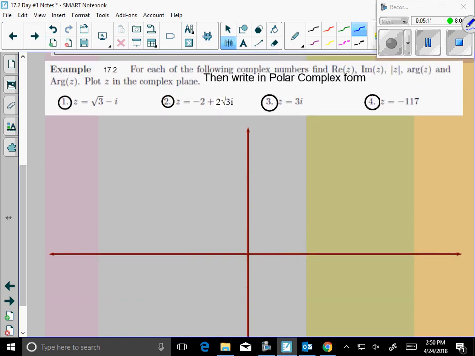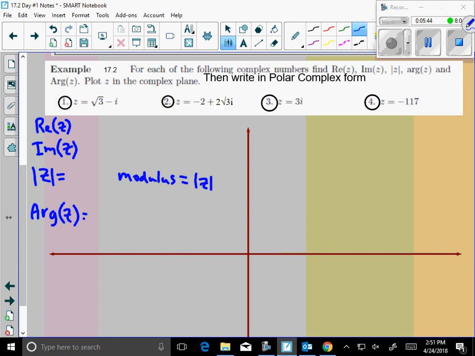Okay, let's implement that into a couple of problems. Before we do that, what I'd like to do is, each of these problems, I'm going to draw them into a triangle and then identify these items: the real portion of the complex number, the imaginary portion of the complex number, what's called the modulus. This is the modulus, right? Modulus is the absolute value of z, right? And then the argument. The argument of z is our theta. The modulus is our r. It is our hypotenuse, okay?